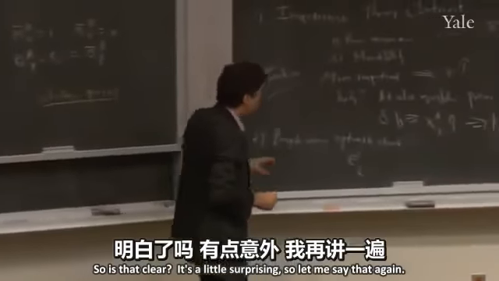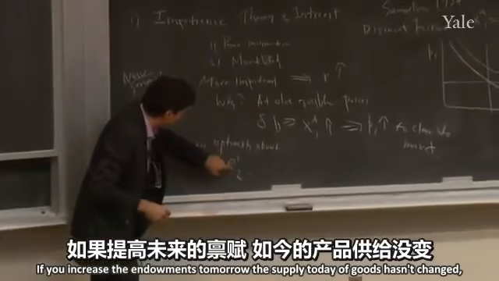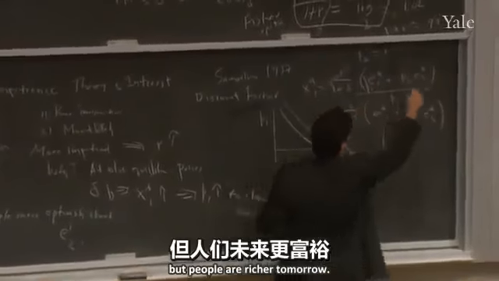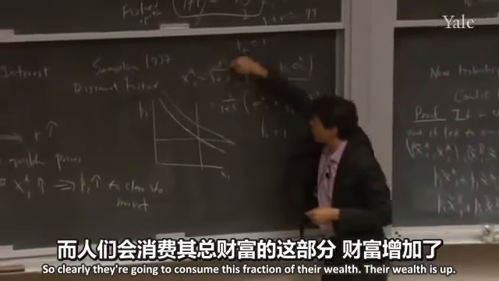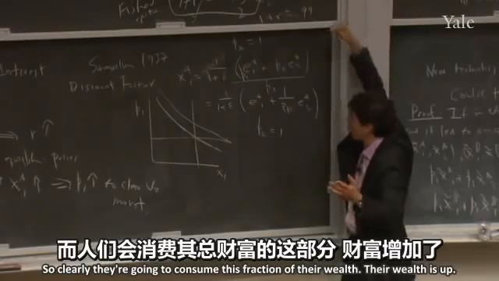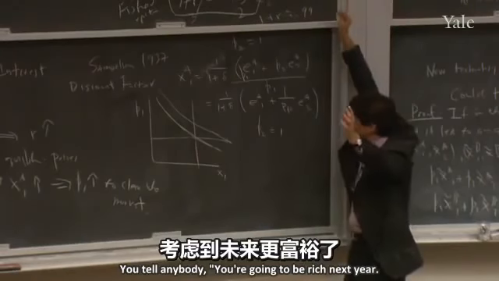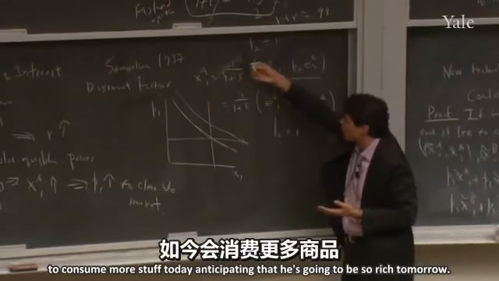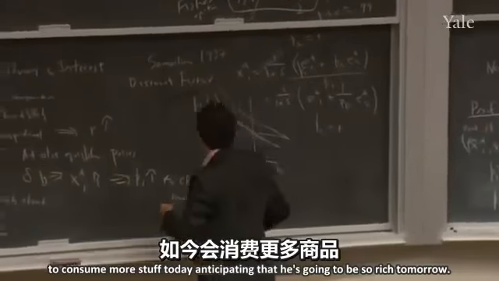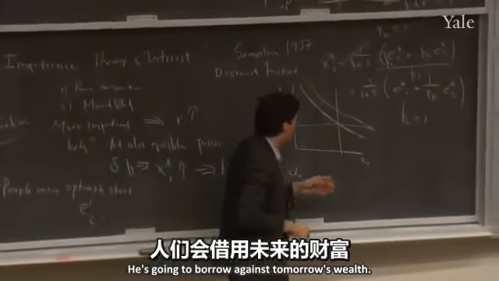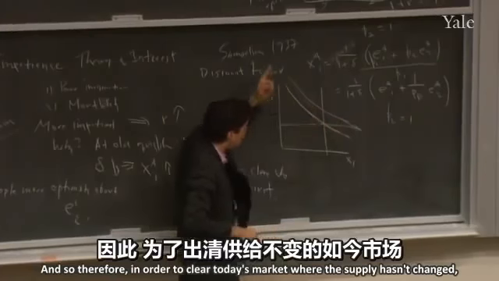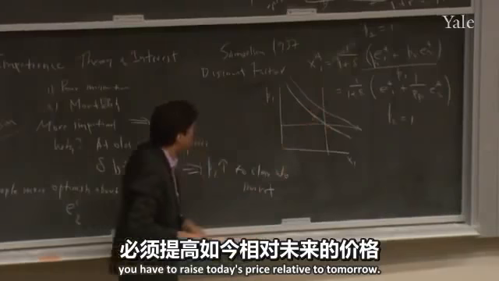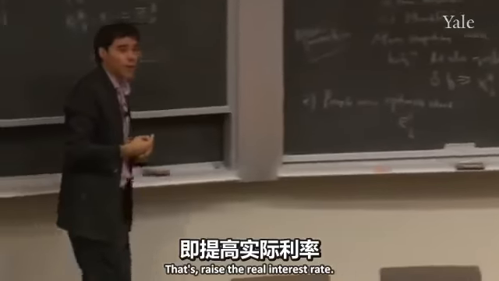But let me say that again. If you increase the endowments tomorrow, the supply today of goods hasn't changed, but people are richer tomorrow. So clearly they're going to consume this fraction of their wealth. Their wealth is up. You tell anybody, you're going to be rich next year. You're going to be worth a fortune. The normal Cobb-Douglas person is going to consume more stuff today, anticipating he's going to be so rich tomorrow. He's going to borrow against tomorrow's wealth. And so therefore, in order to clear today's market, where the supply hasn't changed, with all these people trying to eat more today, you have to raise today's price relative to tomorrow. That's raise the real interest rate.